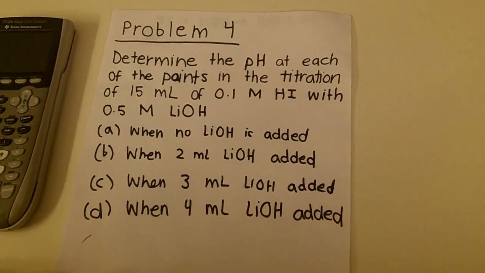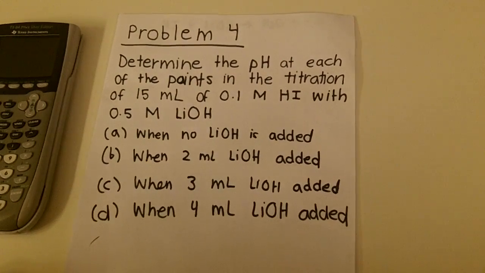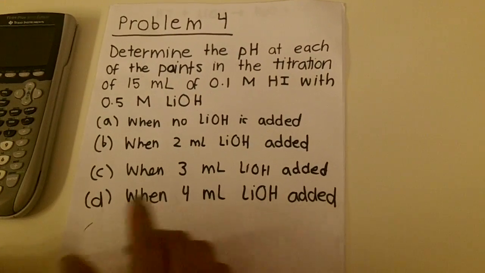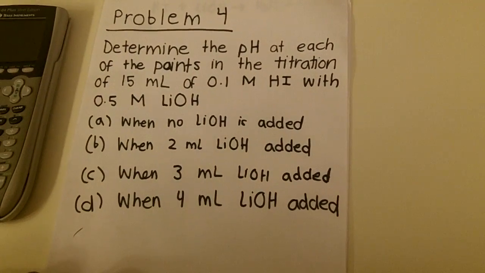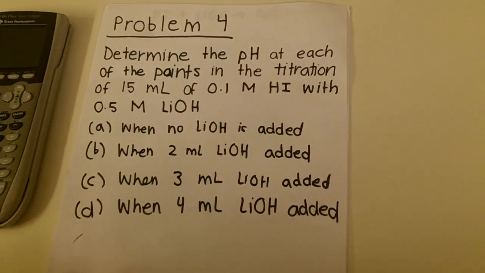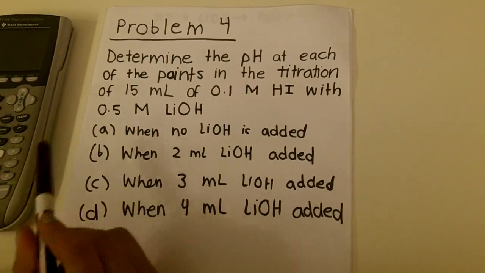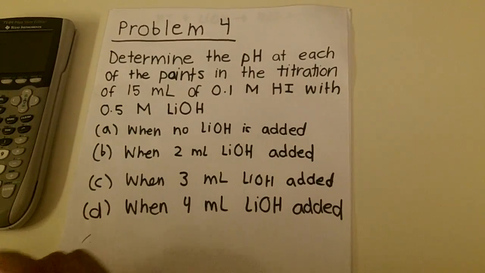So today we're going to be solving a problem involving a strong acid and strong base. The problem says determine the pH at each of the points in the titration of 15 milliliters of 0.1 molar hydroiodic acid with 0.5 molar lithium hydroxide.